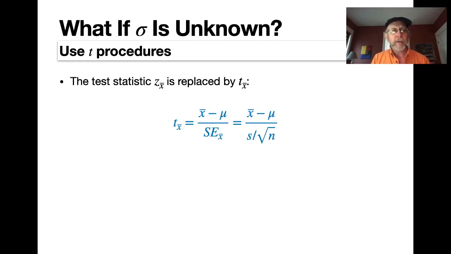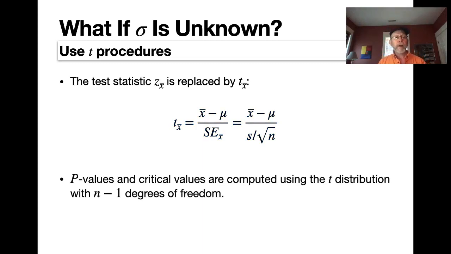So that's how the test statistic changes when sigma is unknown. The z-score becomes a t-score. What about p-values and critical values? Well, they're calculated conceptually the same way, just instead of using the normal distribution, you use the t-distribution with the appropriate degrees of freedom, which are again n minus 1, where n is your sample size. So let's see a quick example here.